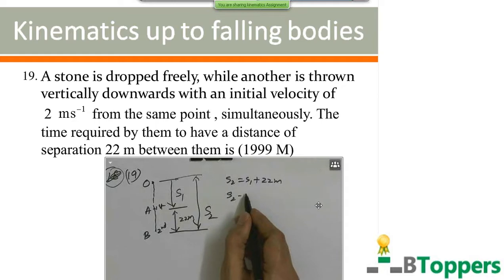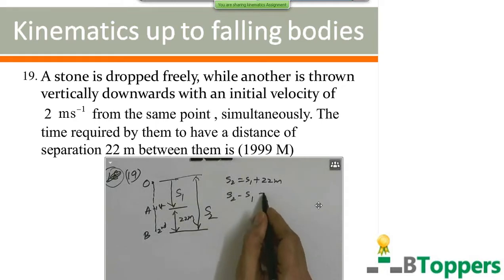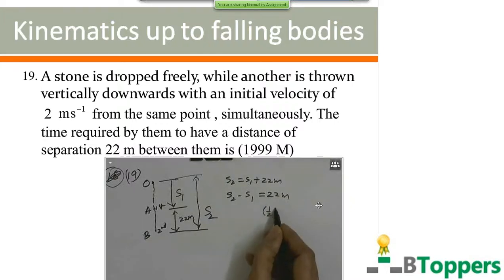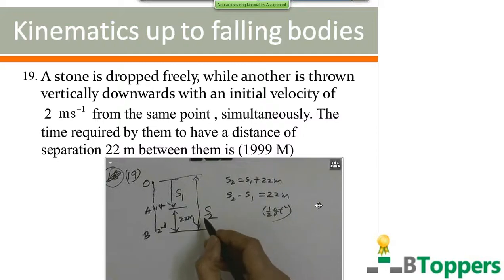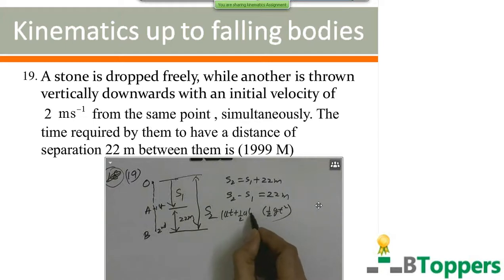That means you have to find the time after which the distance traveled by the second stone exceeds the distance traveled by the first stone by 22 meters. The first stone is falling freely under gravity, therefore S1 can be written as half g t square. The second stone starts moving downwards with initial velocity u. Therefore the distance traveled by the second stone in the same time t can be written as u t plus half g t square.